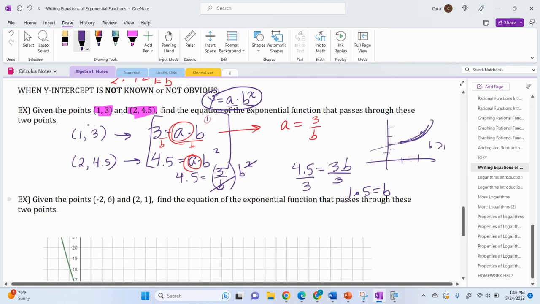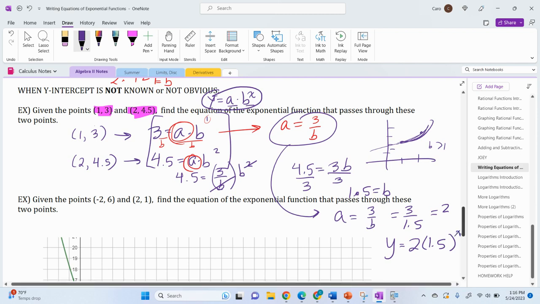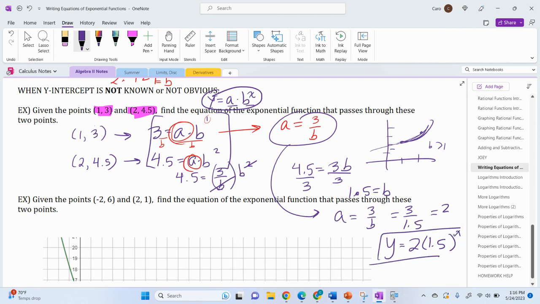All right, you still have to find your a value though. A was 3 over b. I'm getting that from here. Okay, so I have 3 over 1.5, which is 2. Your final equation is a times b to the x. You're not done until you actually have an equation written down.